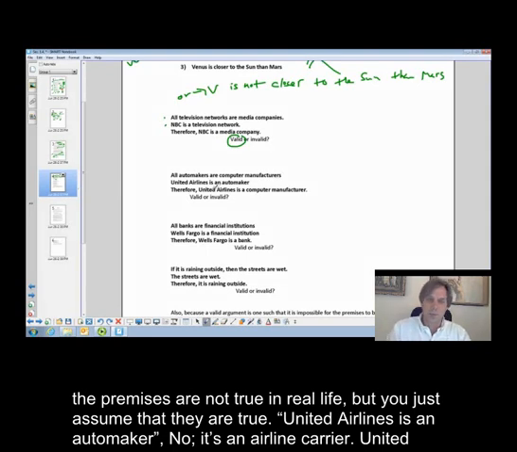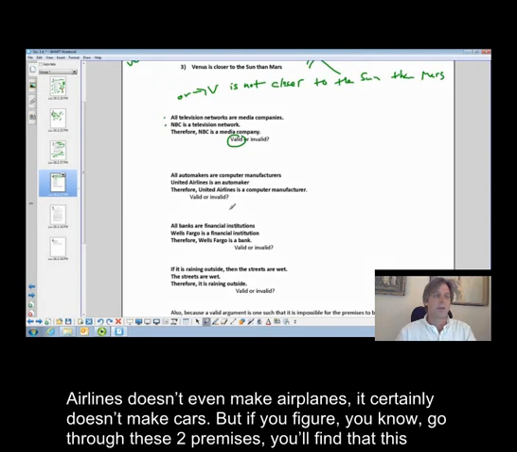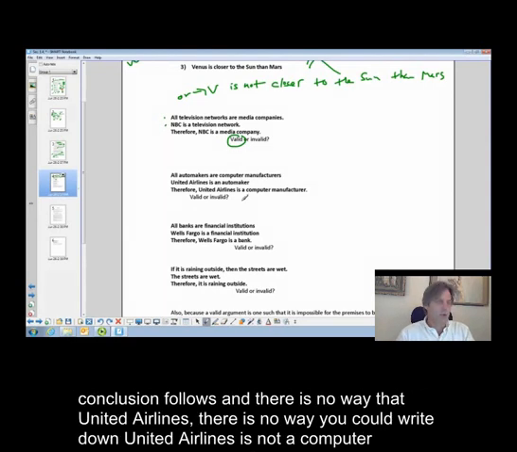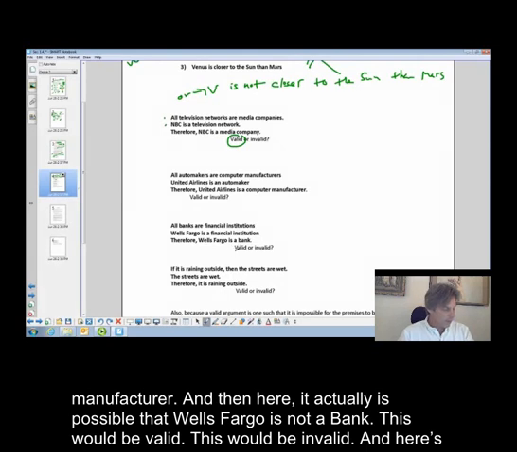United Airlines is an automaker? No, it's an airline carrier. United Airlines doesn't even make airplanes. It certainly doesn't make cars. But if you go through these two premises, you'll find that this conclusion follows, and there's no way you could write down United Airlines is not a computer manufacturer. And then here, it actually is possible that Wells Fargo is not a bank. This would be valid. This would be invalid.